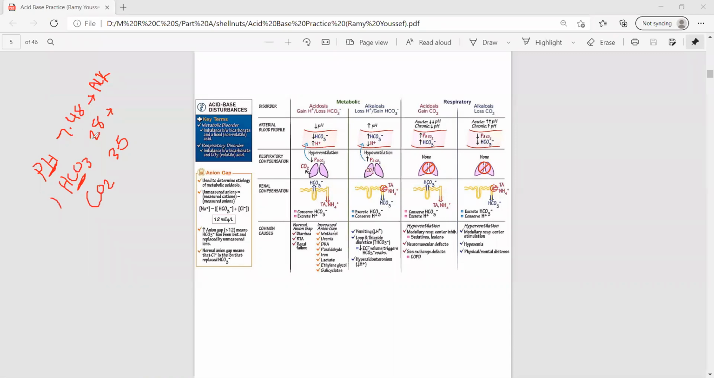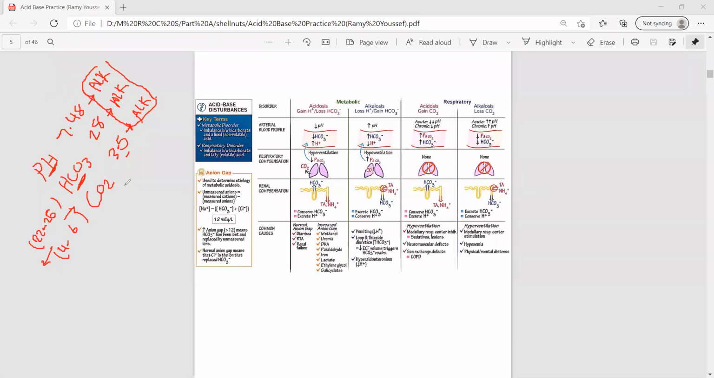Okay, this is metabolic. Alkalotic or acidotic? Alkalotic, because normal is from 22 to 26, and I have 28. So this is alkalotic. CO2 normal is from 4 to 6. This is 3.5. Is this alkalotic or acidotic? Acidotic. CO2 here is acidotic, and HCO3 here is alkalotic.